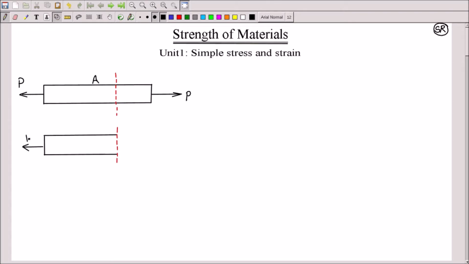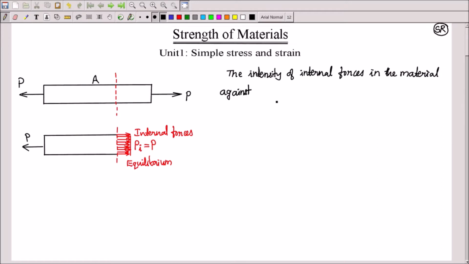Now this end of the left portion has the external load P, but on this cut surface there will be internally distributed forces which are developed because of the inherent property of the material. When the material undergoes deformation, it tries to resist the deformation by developing these forces. Since this portion also is in equilibrium, the internal force should be equal to P. The intensity of internal forces in the material against deformation or external load is called stress.